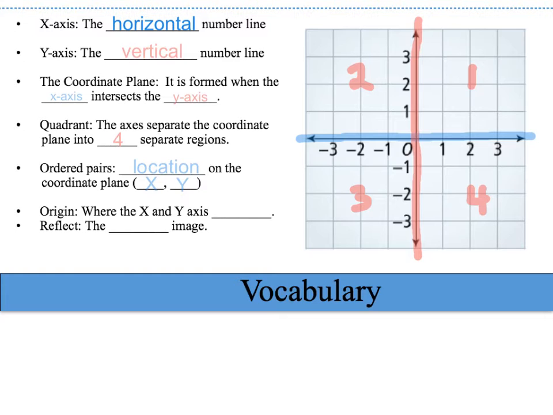Ordered pairs are the location on the coordinate plane, and we usually use the format x, y. Make sure you don't flip them. X should come first, y should come second. The origin is where the x and the y axis intersect. So I'm going to place a black dot right here. That is the origin. The address or the ordered pair would be 0, 0. And the last vocabulary word is to reflect, and that means the mirror image. So we're going to talk about these vocabulary words in the following examples.